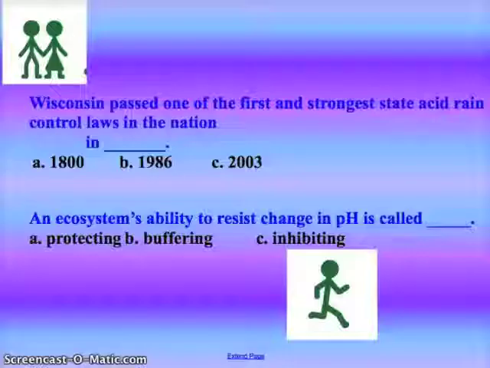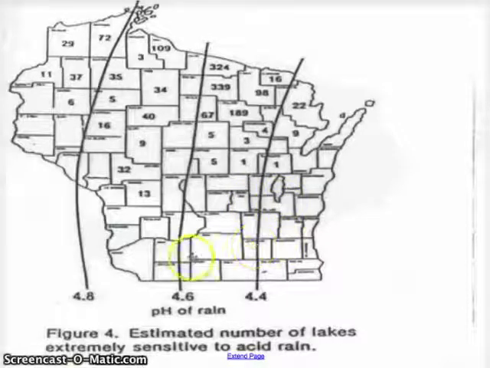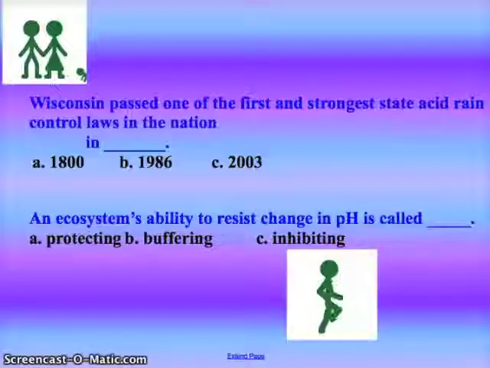And you can slow these slides down and take a look at it. But basically, because we have more limestone and dolomite in the southern part of the state, we have fewer lakes that are sensitive to acid rain.